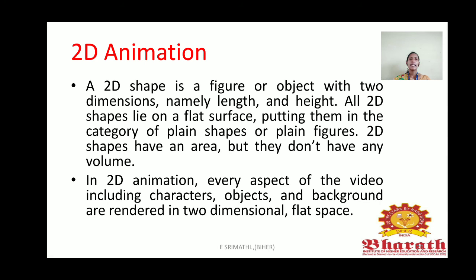2D shapes have an area, but they do not have any volume. In 2D animation, every aspect of the video, including characters, objects and backgrounds, is rendered in two dimensions, that is called a flat space. What it means is 2D animation contains only two dimensions. Seeing it in a mathematical graphics manner, we can say it contains two axes only, x and y axis. With the help of that x and y axis graphics only, we can design the images. After designing the images, you can make animations on them also.